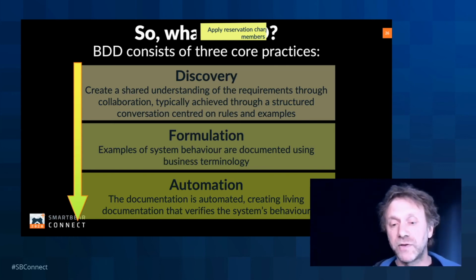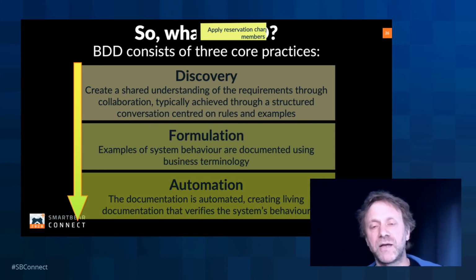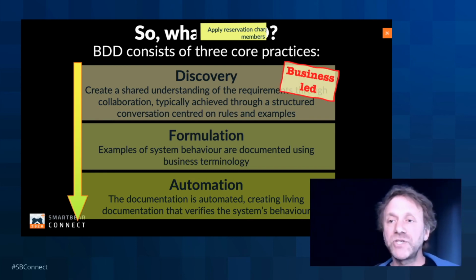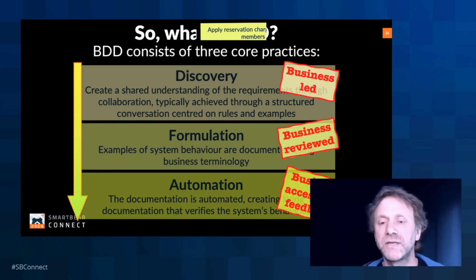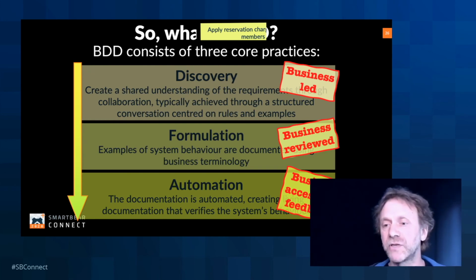As Liz Keogh, one of the creators of JBehave, said, get good at having conversations first. That's the discovery piece. Then get good at capturing the output of those conversations. That's formulation. And when you're good at both of the above, both discovery and formulation, now you can think about automation using tools such as Cucumber. Discovery should be business-led. So the business come to the discovery workshop with the story, with the initial acceptance criteria or rules. Formulation should be reviewed by business, and the automation gives business accessible feedback. So that living documentation allows business at any time to look at the software system and go, yes, it's working. This is what's been implemented so far.